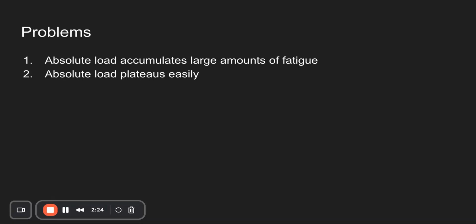Absolute load plateaus easily. This means for the first couple of years, as athletes are weak and they start lifting, they become stronger and stronger and stronger, and those absolute loads plateau easily. Then they see frustration, and that's where we start seeing athletes lose buy-in, because we're only using one specific way to show progression for the athlete. It's a singular focus for the athlete.